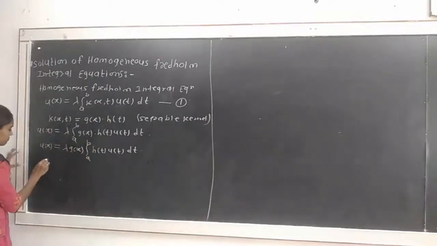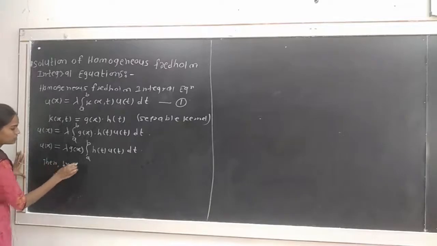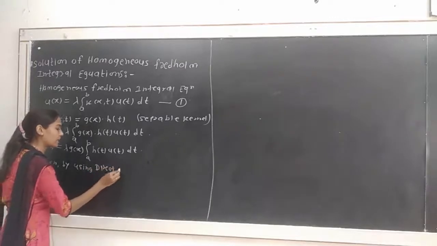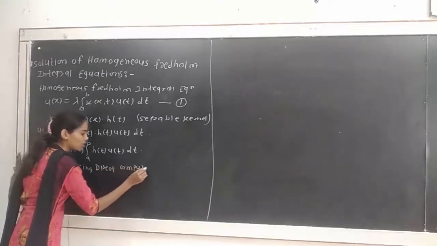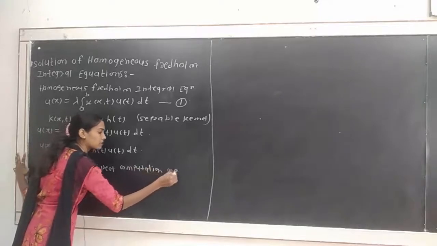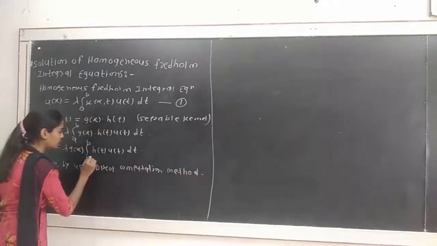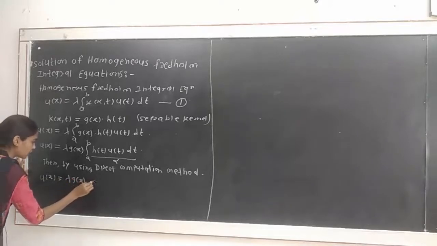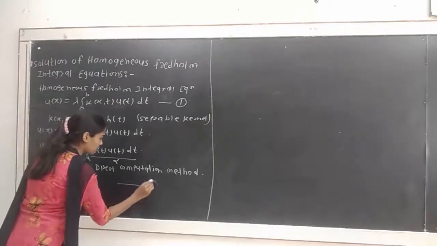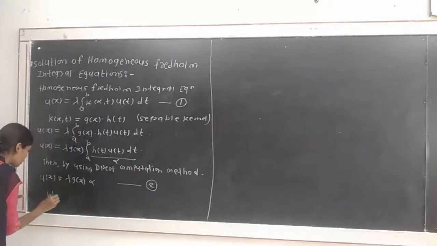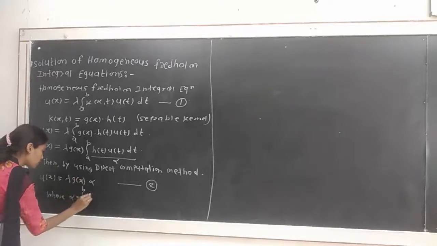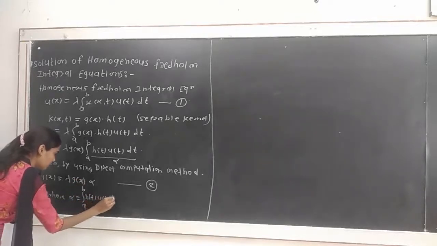Then by using the direct computation method, we consider this integral as alpha, so the above equation becomes u of x is equal to lambda g of x into alpha. Take it as equation number 2, where we consider alpha as the integration from a to b of h of t into u of t dt.